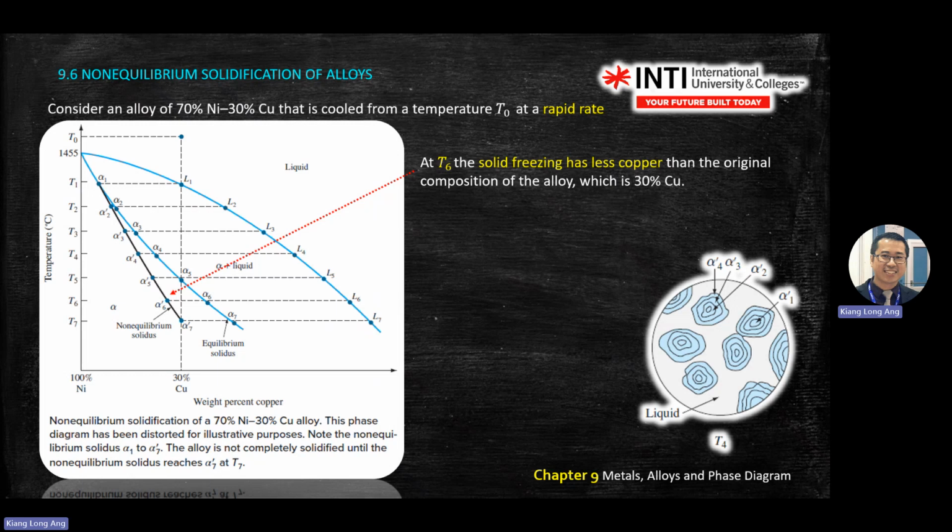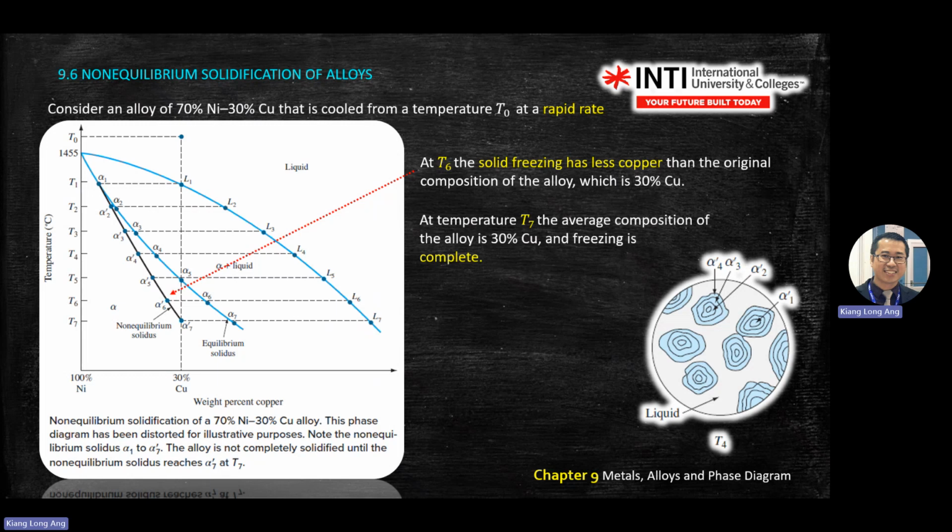Okay. So at T6, the solid freezing has less copper than the original composition of the alloy, which is 30%. So at T6 here, if you pull now, you will see less than 30%. Okay, temperature T7, you reach here. The average composition will be 30%, and the freezing is complete. So when you reach here, you mark here. When it reaches 30%, it is considered that the freezing process is complete.